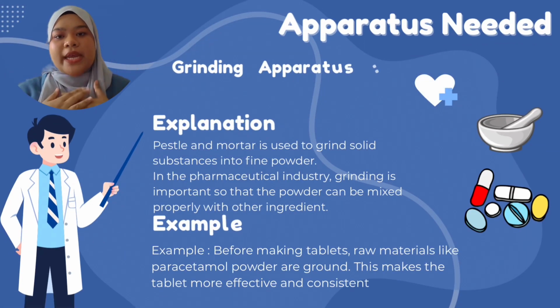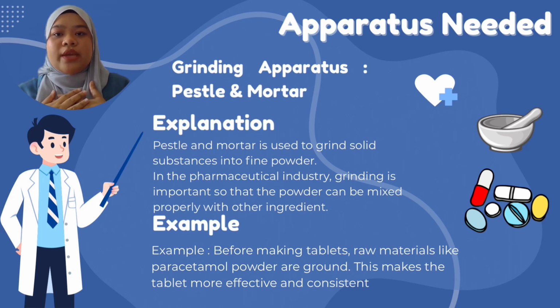Hi everyone, my name is Wanur Fatini Yusra binti Wan Imran Faisal. For this video, I will explain about apparatus, techniques, and reagent used in the pharmaceutical industry. My focus is on the apparatus, especially the ones used in pill or tablet making. So, I will talk about two types of apparatus. The first one is the grinding apparatus, which is the pestle and mortar. And the second one is glassware, which includes the beaker and graduated cylinder.